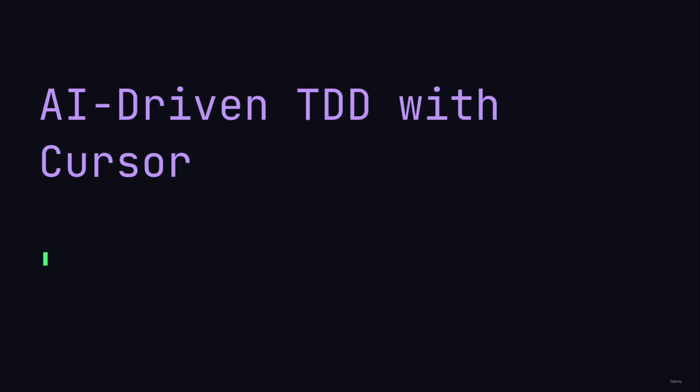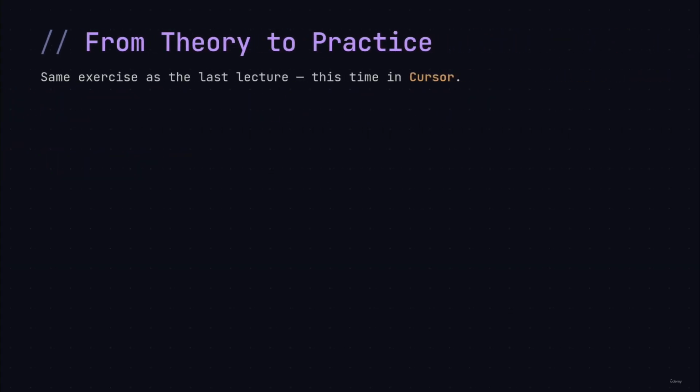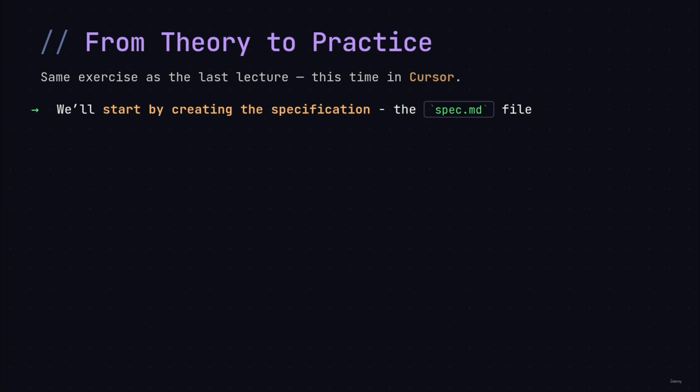In this lecture, we are going to look at how you can practically implement AI-driven TDD with Cursor. In the Pitfalls and Best Practices section, we had a lecture titled TDD in the Age of AI, and there we covered all of the principles. Now we are going to practically apply it in Cursor. In the previous lecture, we did the same in Claude Code, and in the next lecture, we'll do this with GitHub Copilot.